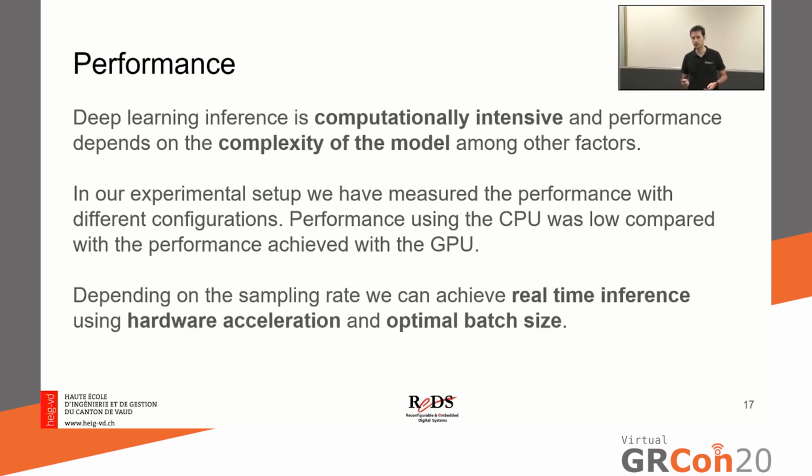So now some notes on performance. Deep learning inference is computationally intensive, and it's quite expensive, but it mostly depends on the complexity of your model. For the model that we have used, we don't have a very good performance using the CPU, but if you tune the batch size and you use hardware acceleration, for example, with a GPU, you can obtain real-time inference. And we even hit the bottleneck of the USB communication between the SDR device and GNU Radio.